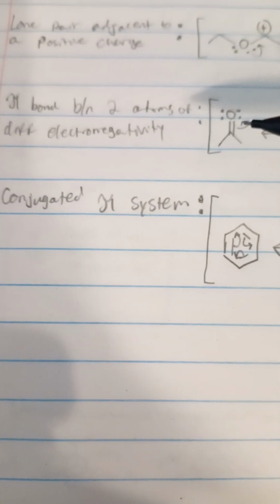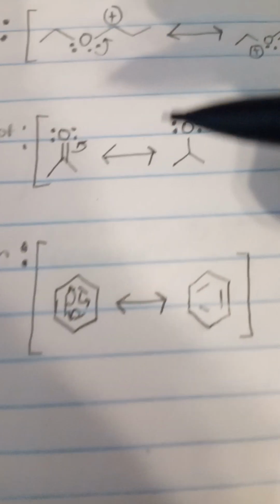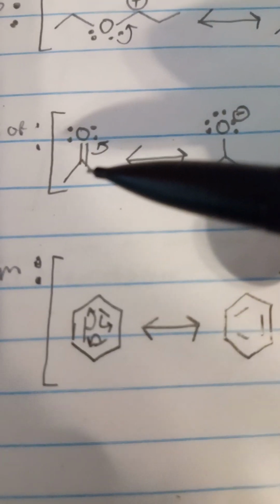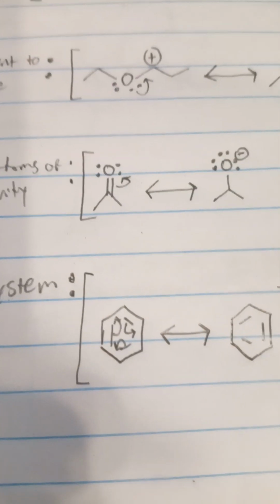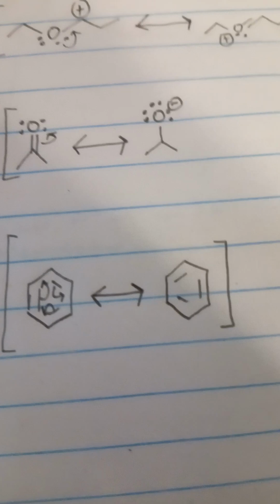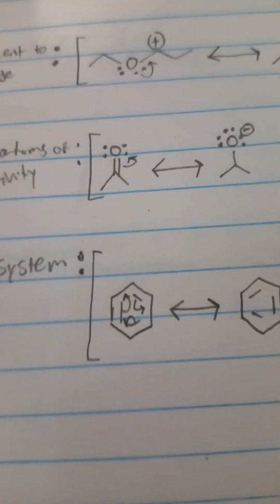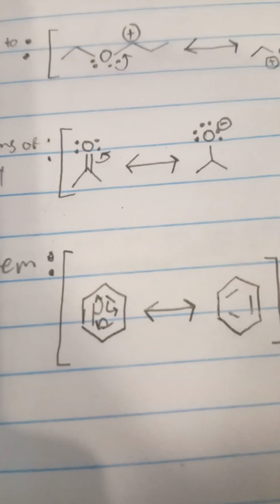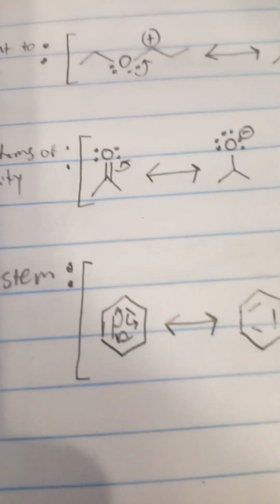In this one, where we have the pi bond between 2 atoms of different electronegativity, we will have the oxygen, which is more electronegative than carbon. This can also be said for something like nitrogen, or I won't say fluorine because fluorine can't make enough bonds to have a pi bond here, but we will specifically see a lot with oxygen.